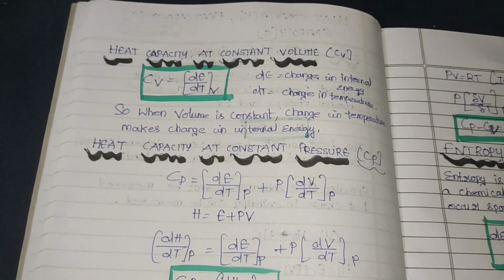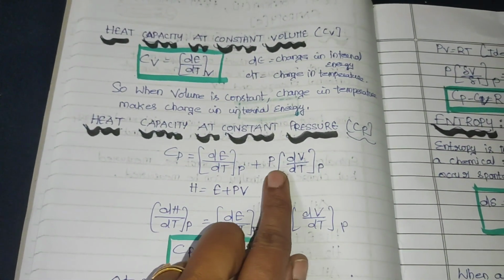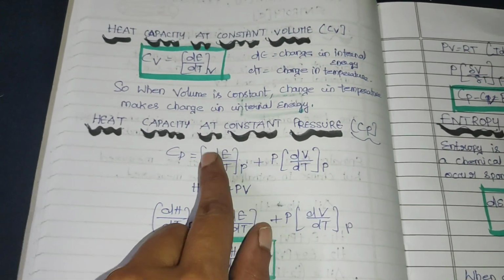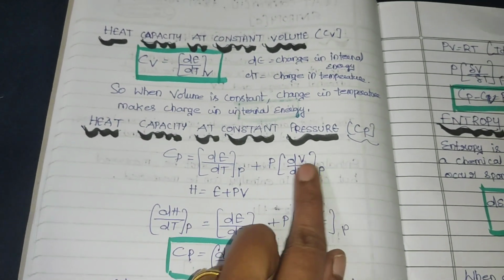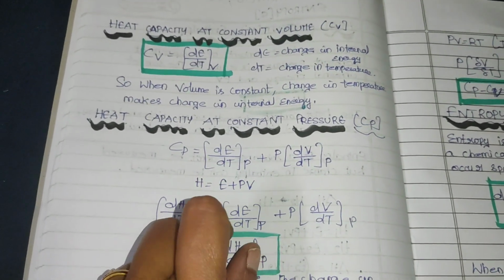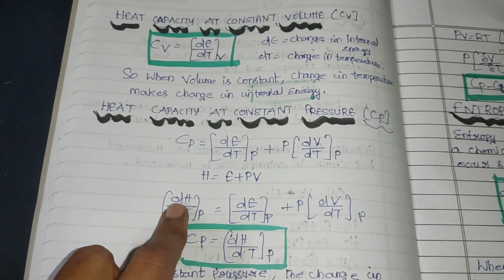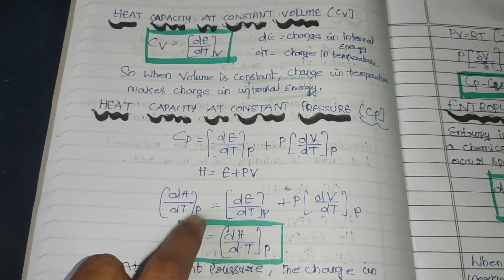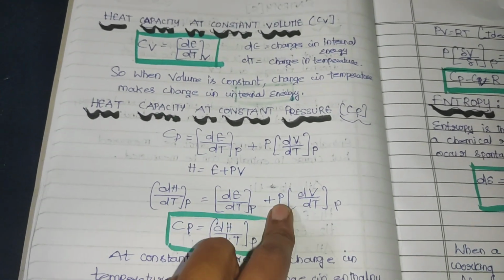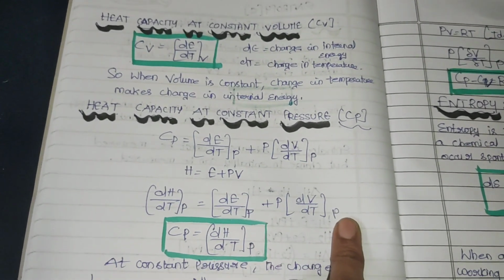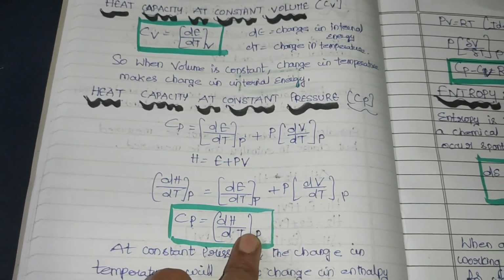So what happens when we keep pressure constant? Then Cp is equal to dE by dT at constant P plus P dV by dT at constant P. We know H is equal to E plus PV, so differentiating, dH by dT at constant P equals dE by dT at constant P plus P dV by dT at constant P. So Cp is equal to dH by dT at constant pressure.